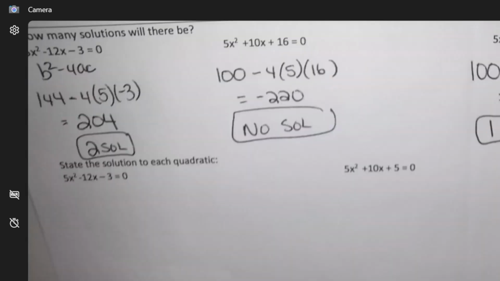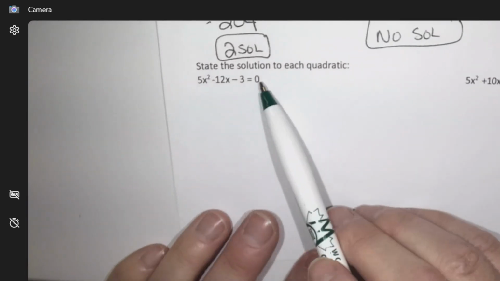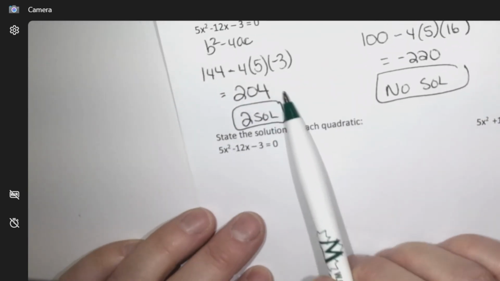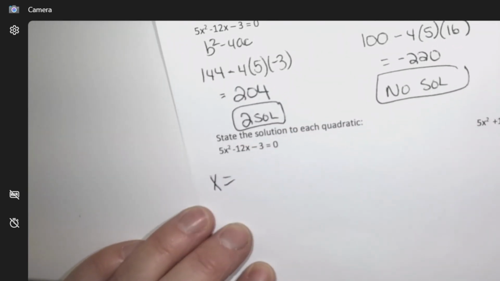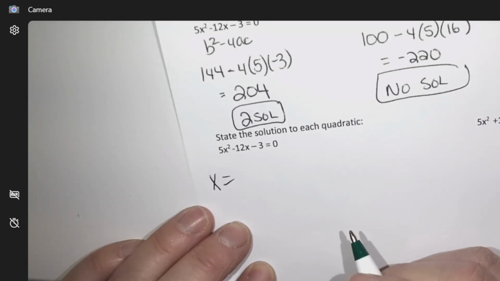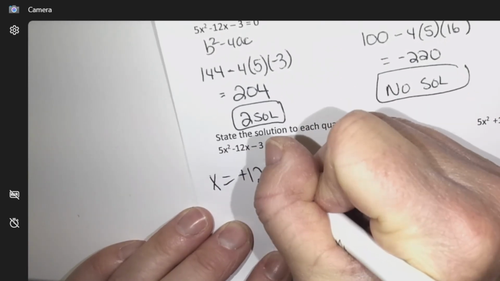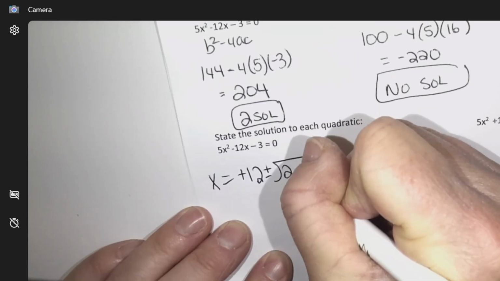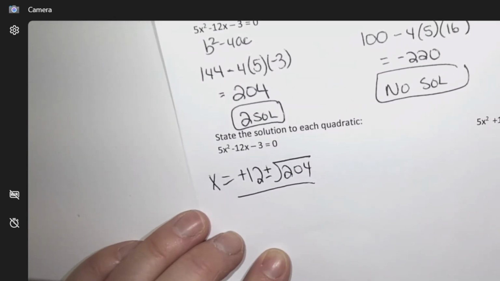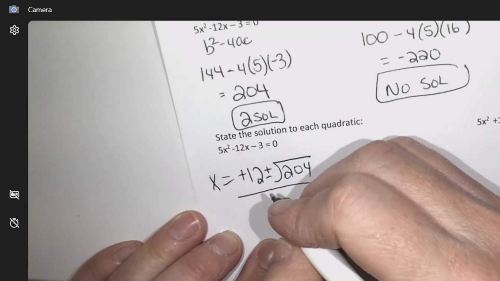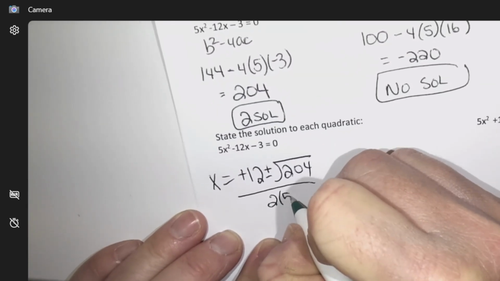Okay, solve these equations. So this is this one right here. So x equals negative b, so positive 12, plus or minus the square root of 204. We've already done that, by the way, so just write that down. The square root of 204 divided by 2 times 5.